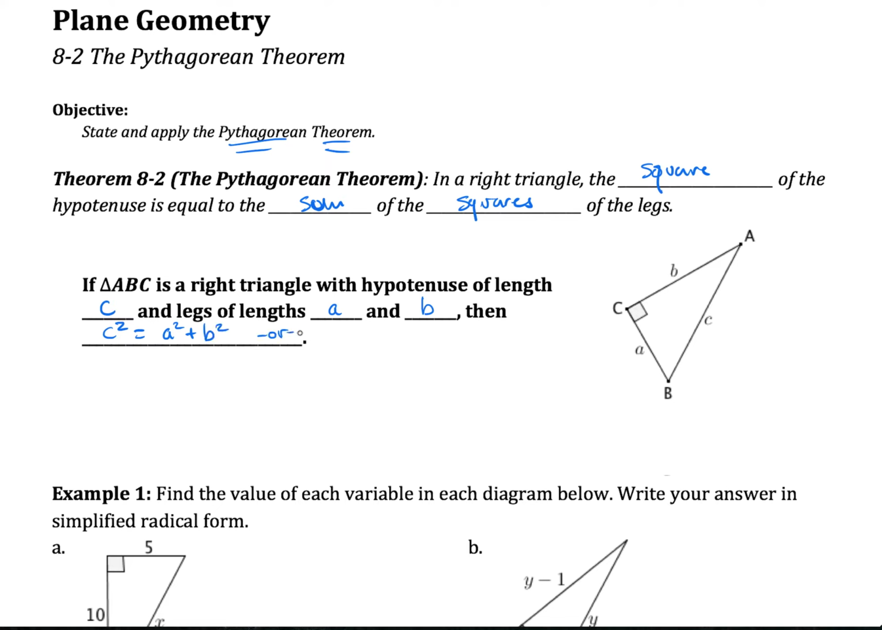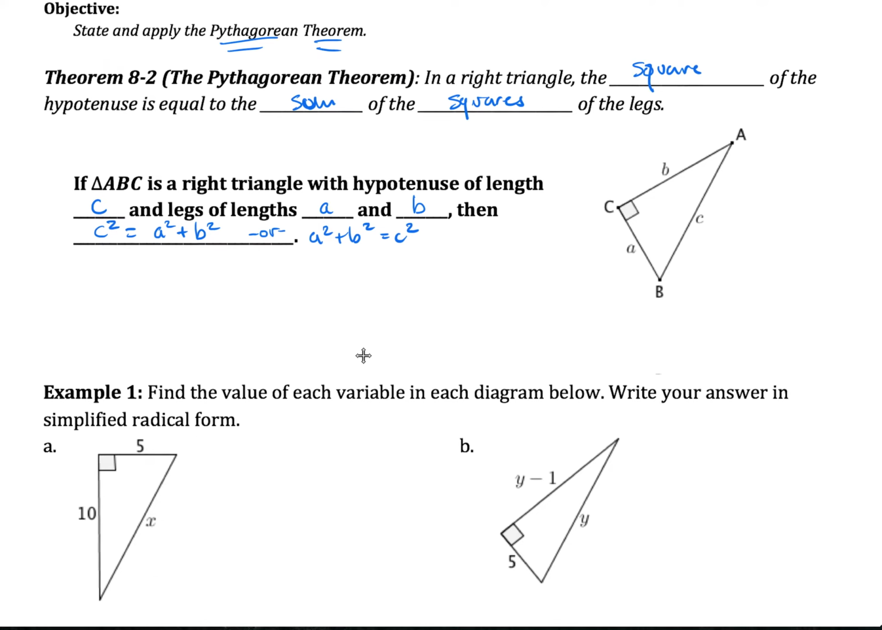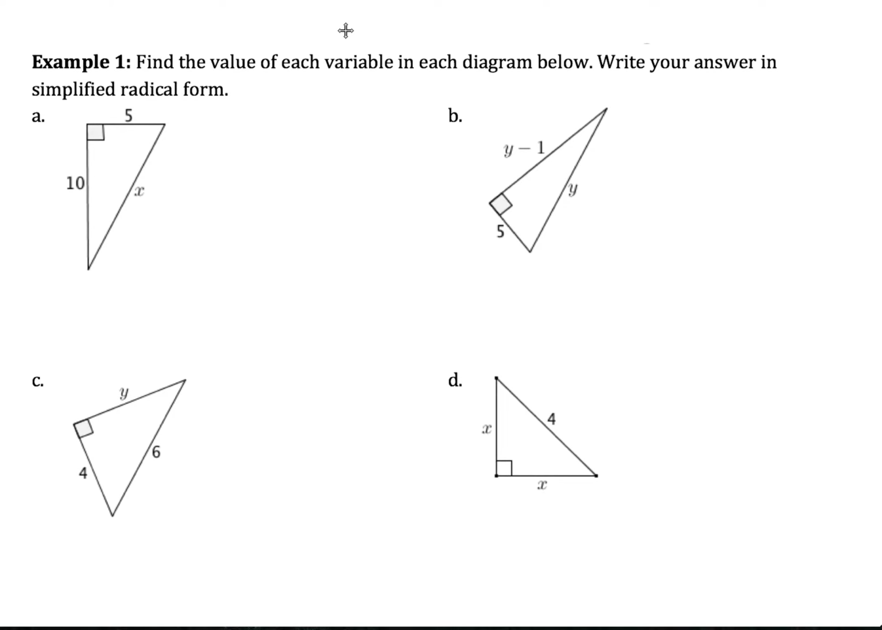We usually hear it referred to as A squared plus B squared equals C squared, just kind of flipping around the two sides of the equation right here. Either way is fine. When I write it and when I talk about it, I usually say A squared plus B squared equals C squared. So that's it. Let's see how it works out in some problems.